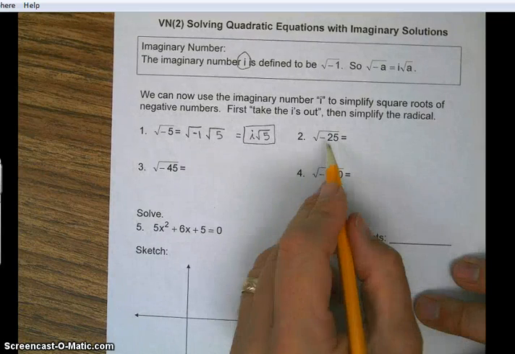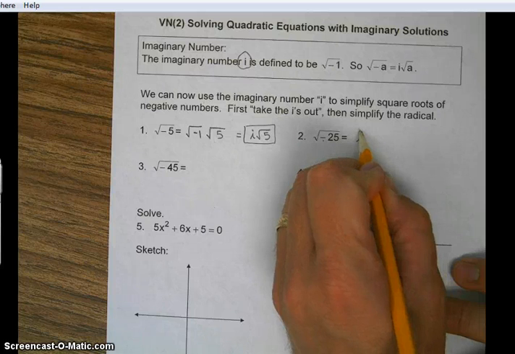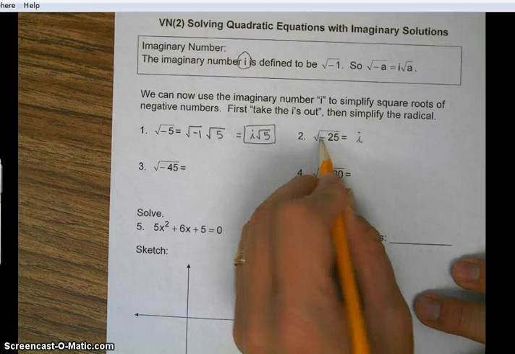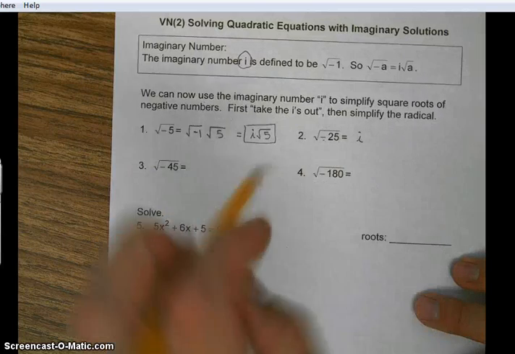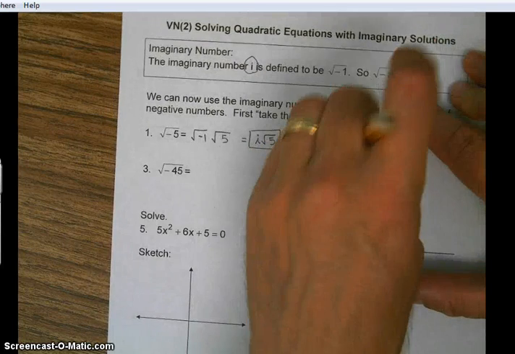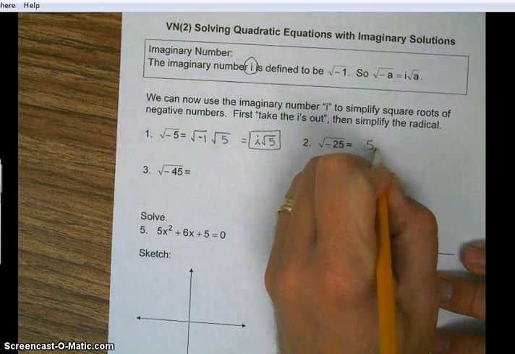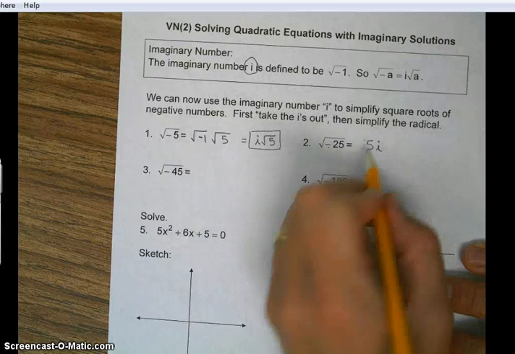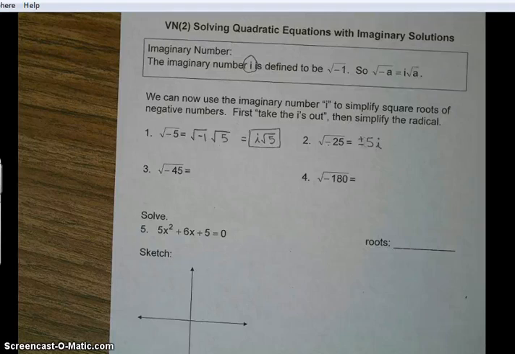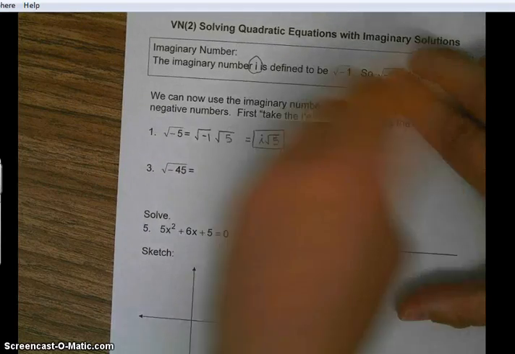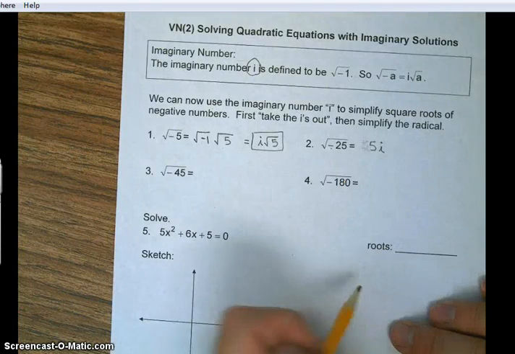Okay, so here we got the square root of -1 again, so we're going to get the i for the -1. And then taking the square root of 25, we get 5. We're simplifying right now, so let's just go ahead and leave it 5i. When we're solving, we want to use the plus and the minus.